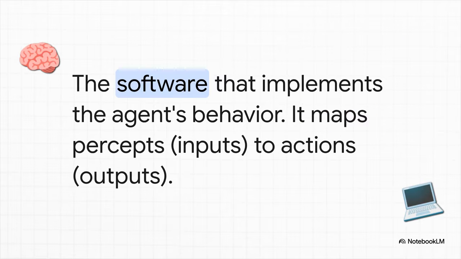Okay, so all that raw data from the sensors gets fed straight into the agent program. This is the brain we were talking about. It's all software. Its entire purpose in life is to take those inputs, which, by the way, we call percepts, and map them to an output. It decides what to do next. It's the code that turns seeing into doing.